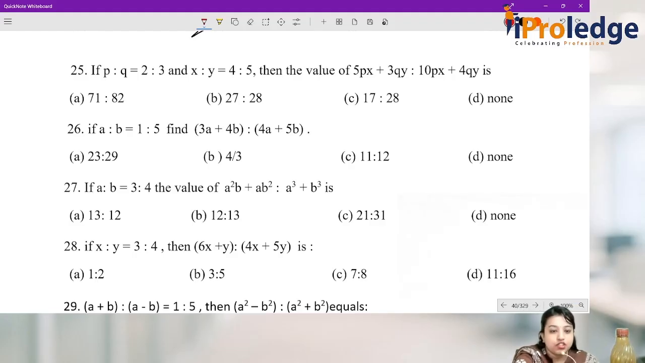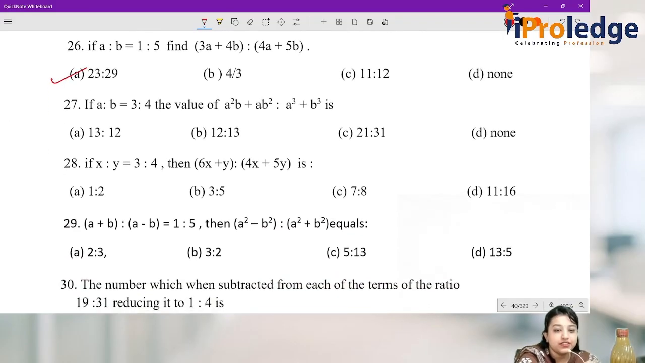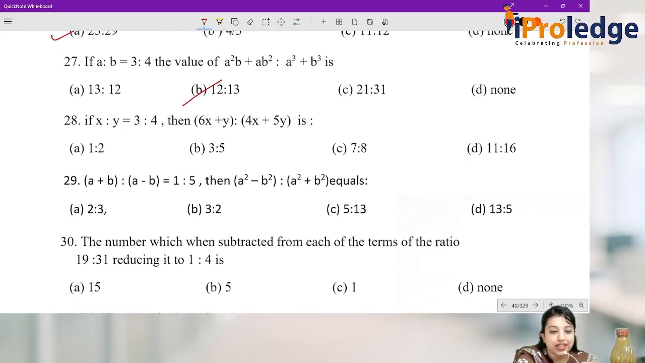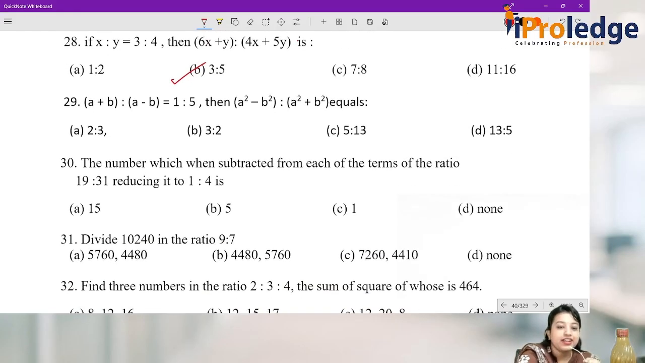Okay. 26, option A. 27, option B. 28, option B. 12 is to 30, 3 is to 5. 29, really, you have to take A plus B as 1 and A minus B as 5.